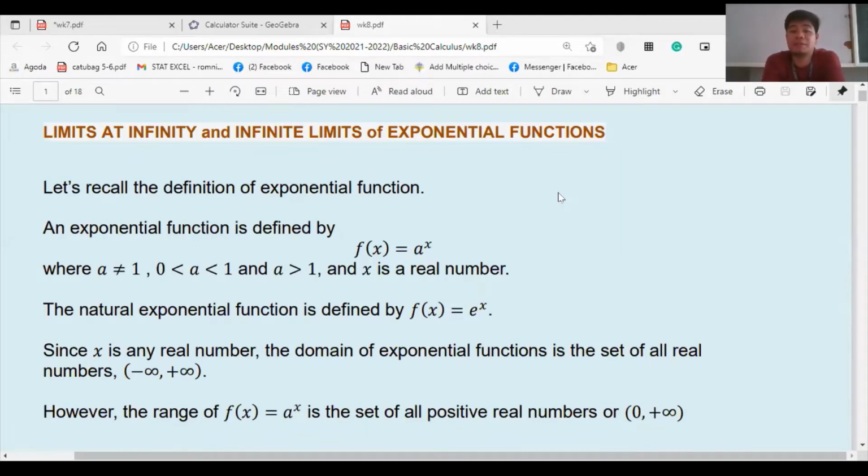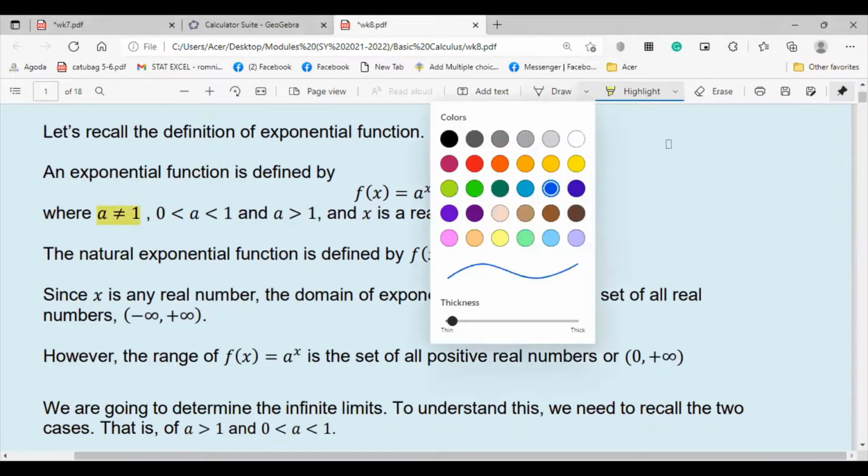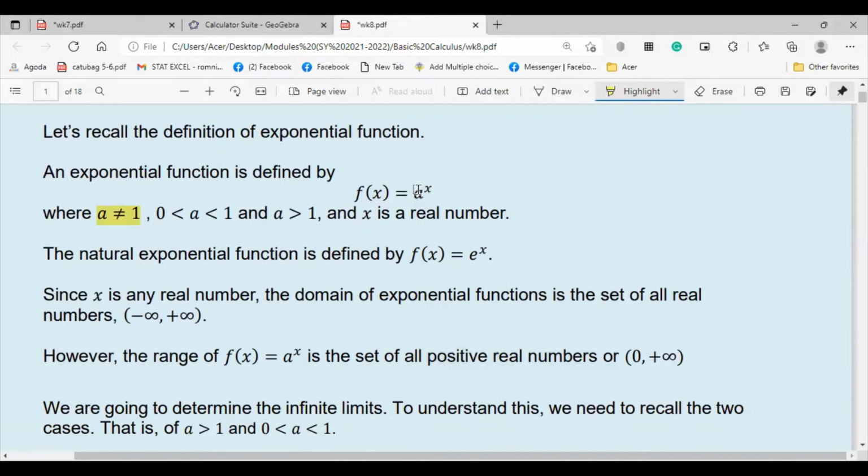So when it comes to limits at infinity and infinite limits of exponential functions, the very first thing you need to consider here is, first, let's review the definition of exponential functions. Alam natin ang exponential functions ay bawal ang 1. Let's just have a quick review. Bawal ang 1, bawal magkaroon ng negative na base ang a. So, ibig sabihin, nagkaroon siya ng dalawang cases.